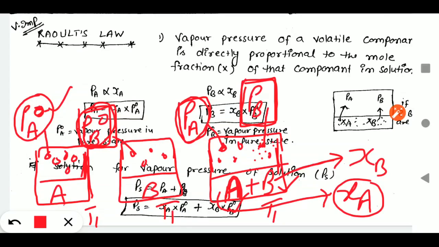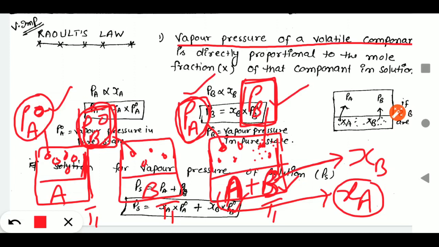Now students, understand what is Raoult's law. Raoult's law says that the vapor pressure of a volatile component. Here A and B both may be volatile. Volatile means which will evaporate very easily on slight heating. So both A and B are volatile because both are forming vapor and creating vapor pressure.